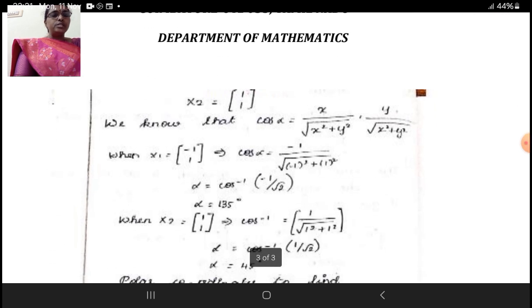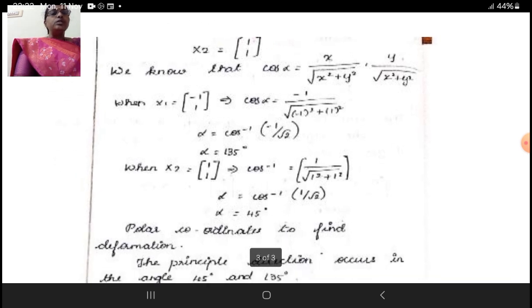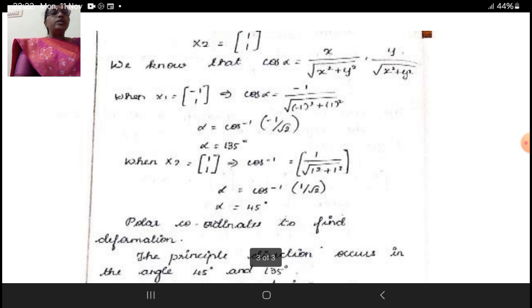Today we are going to discuss the continuation of the stretching of an elastic membrane. Already in this sum we derived the lambda values as 2 and 8, and also found the corresponding eigenvectors. For lambda equal to 2, the corresponding eigenvector is (1, -1), and for lambda equal to 8, the corresponding eigenvector is (1, 1). We derived up to this, so in this video we are continuing with this.